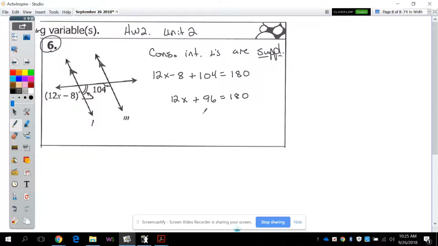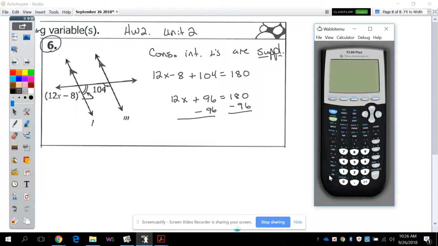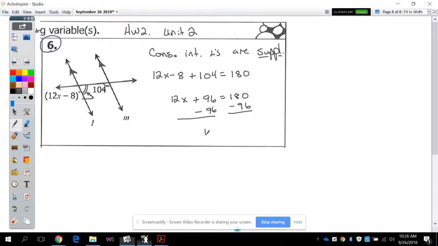Okay, and then we're going to subtract 96 from both sides, assuming I did my math right. That'll be embarrassing if I didn't. Let me use my calculator for this next part. So 180 minus 96, it should be 84, right? 180 minus 96, 84. So we're going to get 12x equals 84.